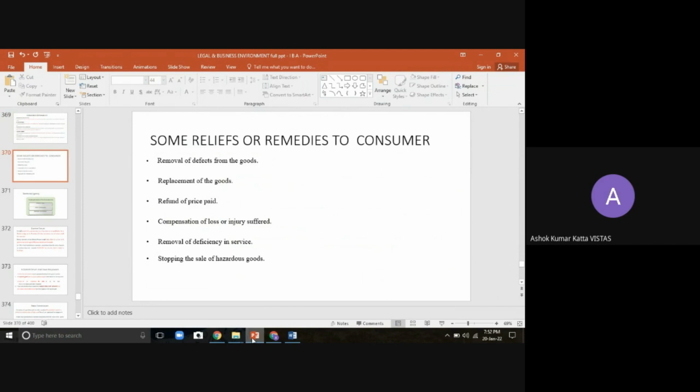Okay, what kind of relief or remedies will consumers get? As I already told you, the major motive of the organization is to earn profit. How will they earn profit? By selling their products in the market at reasonable prices and reasonable quantity. Through that they will earn profit. Of course, consumers also will be very much interested in buying those products for fulfillment of their basic needs.